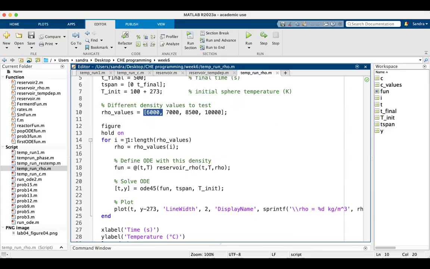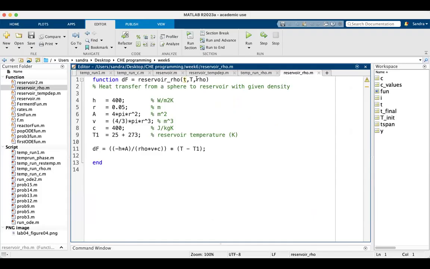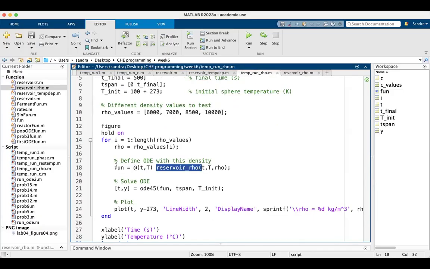Earlier it was going through each of the C values. Now I have a for loop that goes through each of the rho values. So rho initially takes 6,000. And this is my new function, reservoir rho. I'll just show you the function. It takes time, temperature, and rho as an input. Rho is not defined here; it is a user-defined value, and you calculate df. Now that is your ODE equation. This will be the ODE definition here.